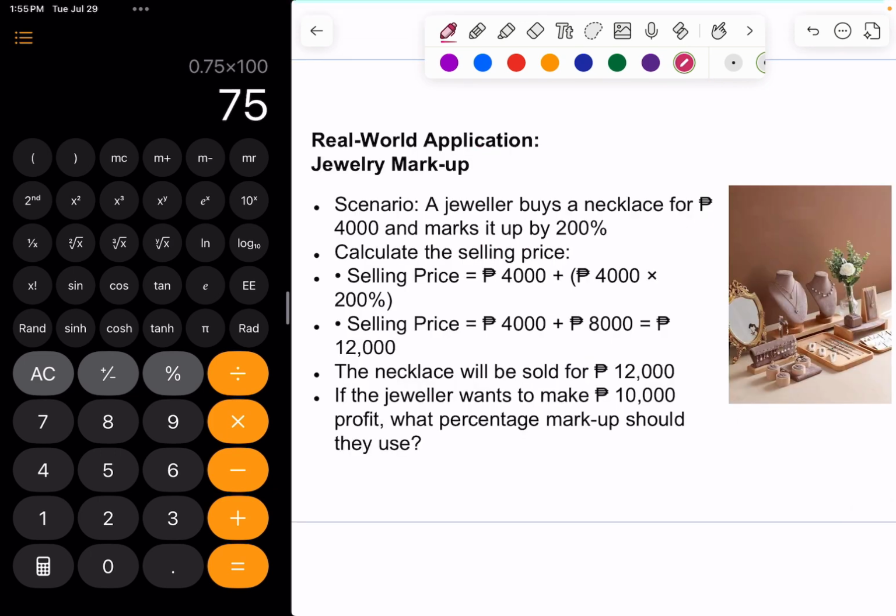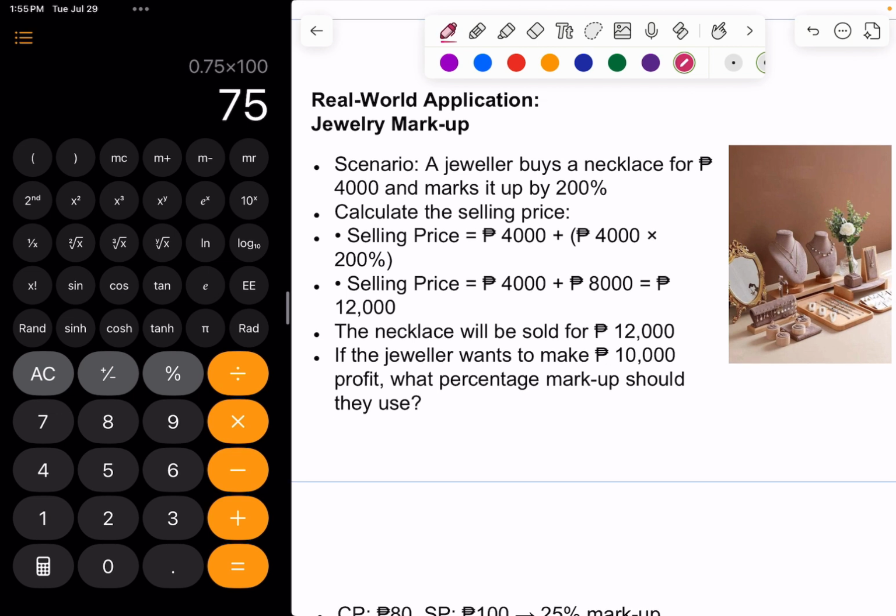Okay, let's have this one. A jeweler buys a necklace for 4,000 pesos and marks it up by 200%. So we use the same formula. See cost price plus what is 200% of our cost price. So you'll have 4,000 plus 200% of 4,000, that means 4,000 times 2. So you have 8,000 pesos. Combine them, you will have your new selling price as 12,000 pesos. So the necklace will be sold, of course, for 12,000.